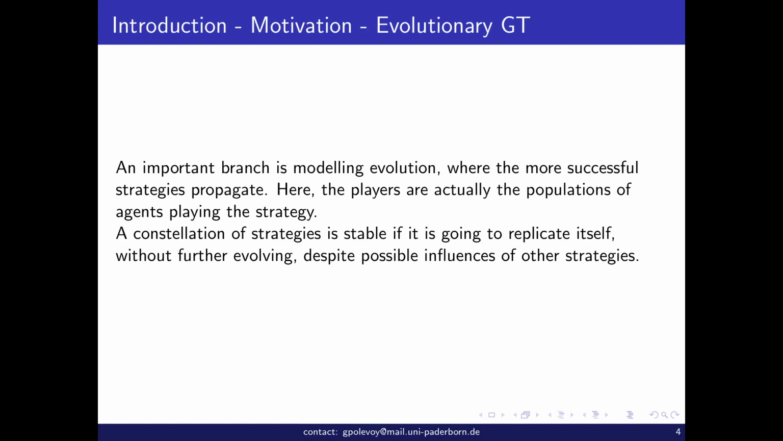And a stable constellation of strategies is something which is going to be self-sustaining. So it replicates itself. It is optimal given that everyone behaves according to that strategy. Despite that, there may be some mutations, some agents who play differently, some animals or people or whoever who play differently. It still is the best response to what it is. Okay, so now I hope I've motivated you to those concepts which we are going to study.